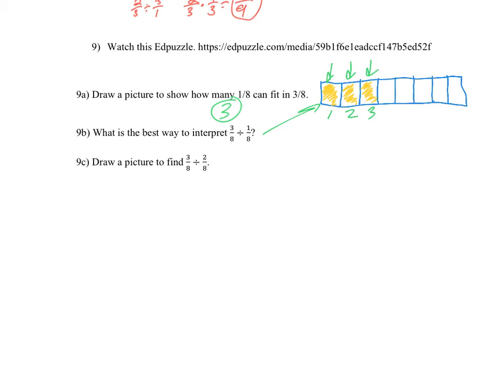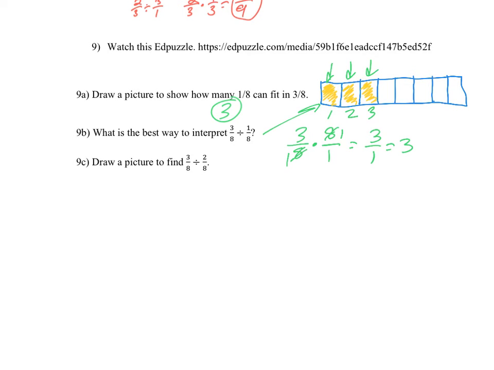We are finding how many 1/8 can fit into 3/8. All right? And so the answer of that's 3. Just to check, let's check our algorithm. Remember what we did? We did 3/8, and instead of dividing by 1/8, we multiply by its reciprocal, which is 8/1. We can cancel out: 8 goes into 8 one time, and we multiply across, and we get 3/1, which is 3.